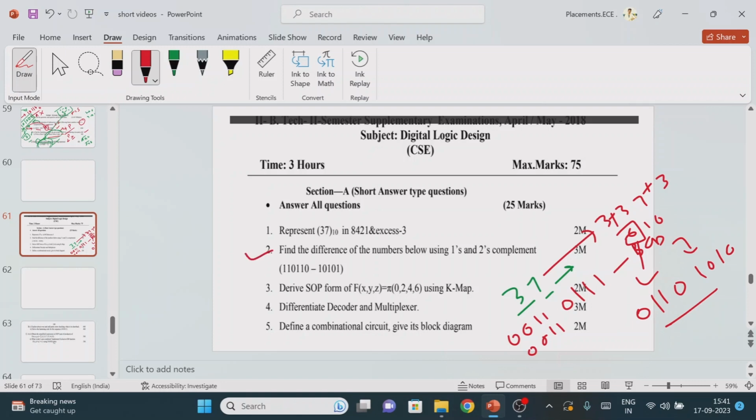So this is nothing but your XS3 code, right? Just go to the second question. Find the difference of the numbers below using the 1's and 2's complement method, right? First see that the number of bits in M should be equal to S. If not, add extra zeros. It should be equal to S, then only we can find the correct answer. First you apply the 1's complement procedure. Once it is complete, again you apply the second complement procedure, right?